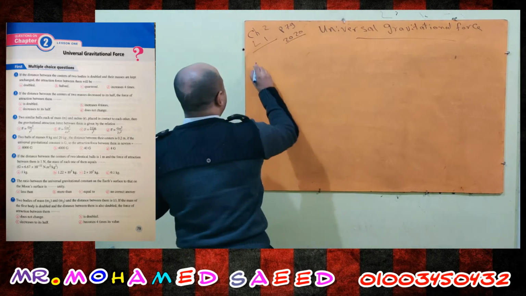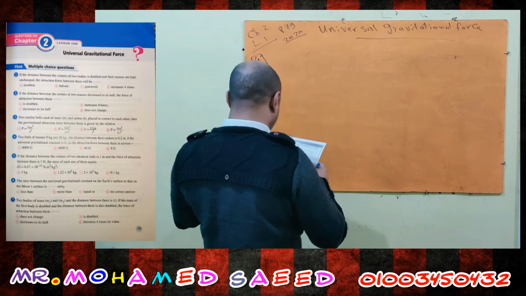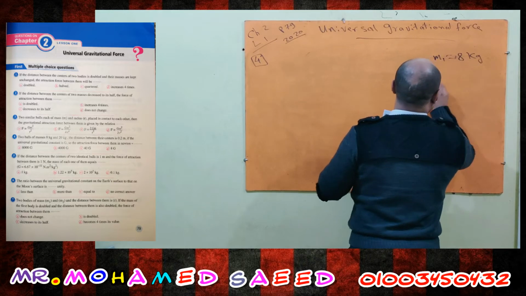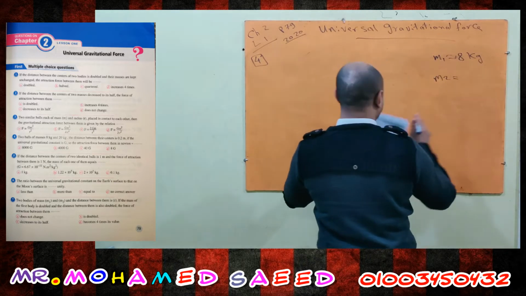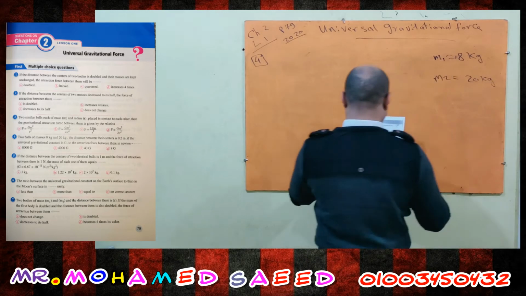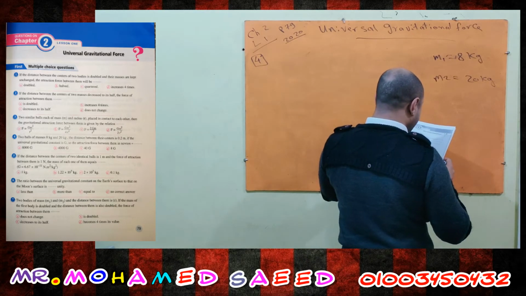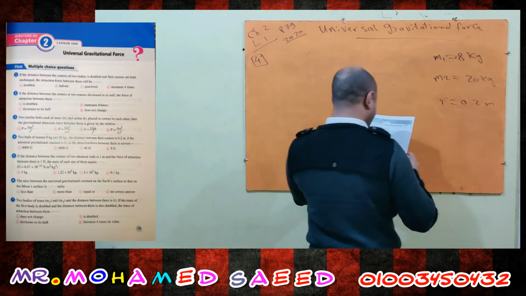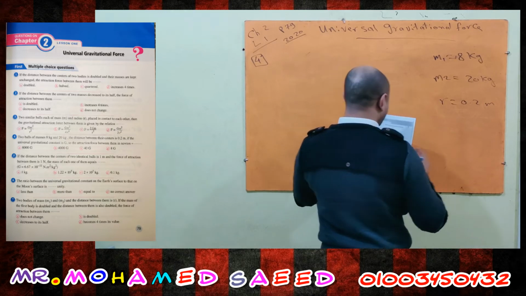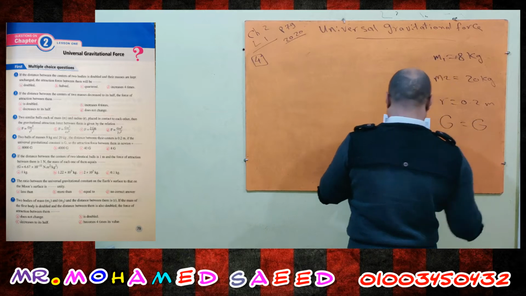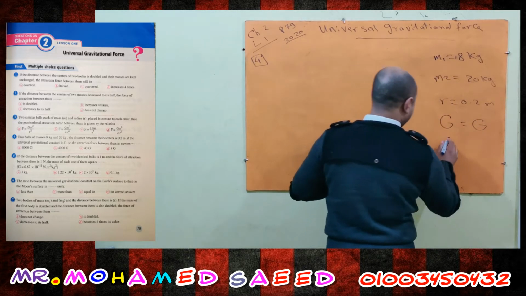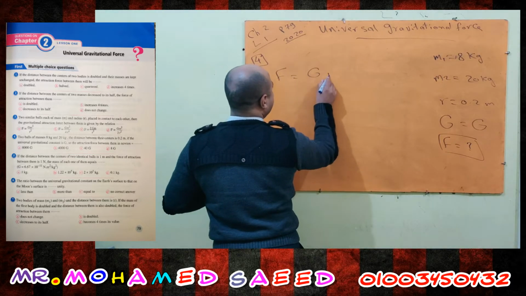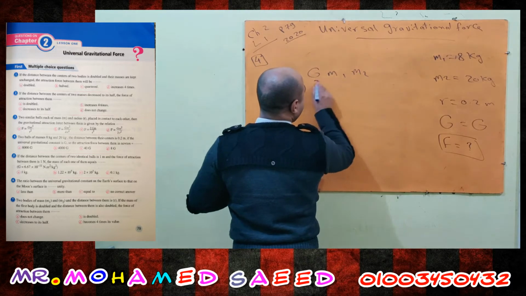Okay. Question number 4. Two balls: M1 equals 8 kilograms, M2 equals 20 kilograms. The distance between their centers is 0.2 meters, R equals 0.2 meters. If the universal gravitational constant is G, the attraction force between them equals what? F equals G capital M1 M2 over R squared.